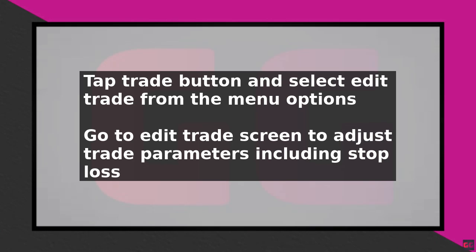Now, enter the stop loss price by typing in the price at which you want the stop loss to be triggered. This price should be lower than the current market price if you are in a long position, and higher than the current market price if you are in a short position.